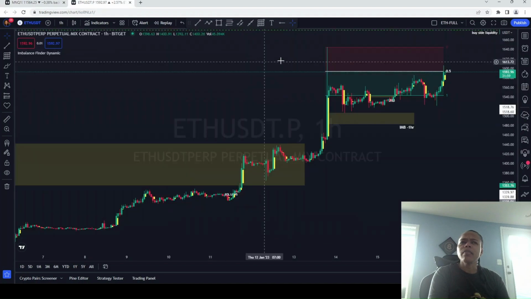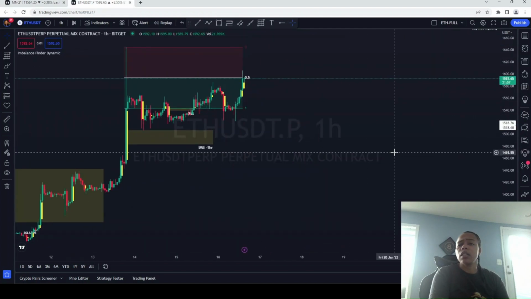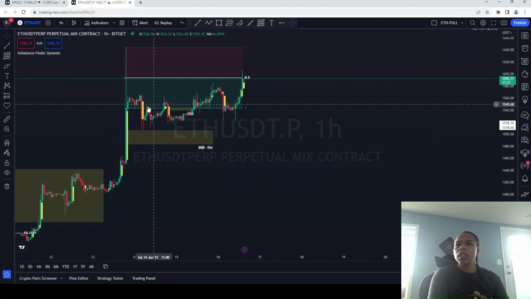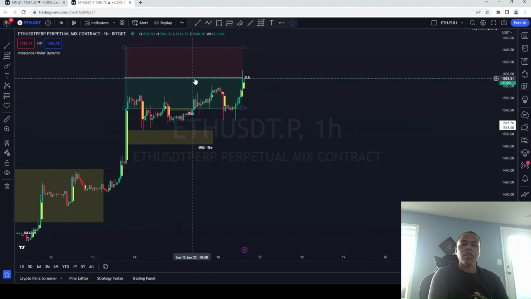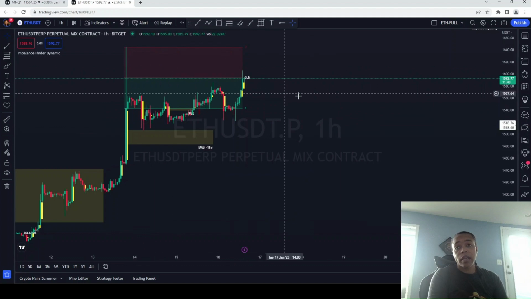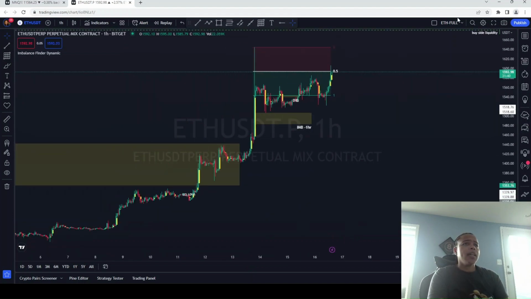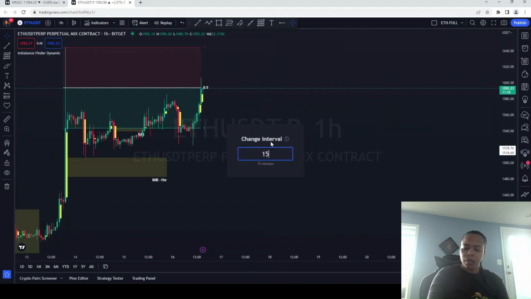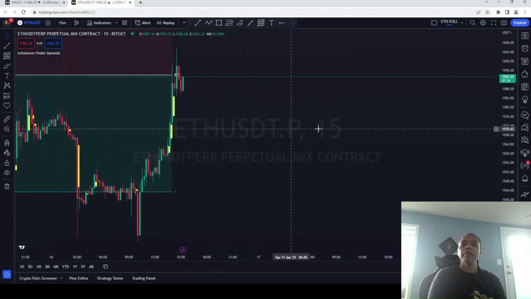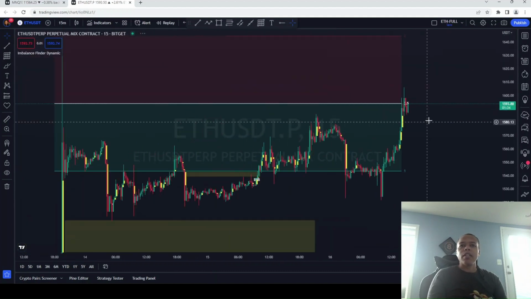All right, so let's go take a look at Ethereum. It's digging into this rejection block as well, or at least this wick. I don't know if it's a rejection block. It's at the 0.5 or consequent encroachment of that block. So let's see, what is it looking like on the 15? So it's thinking about things.